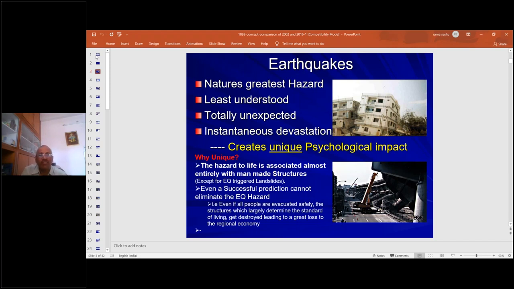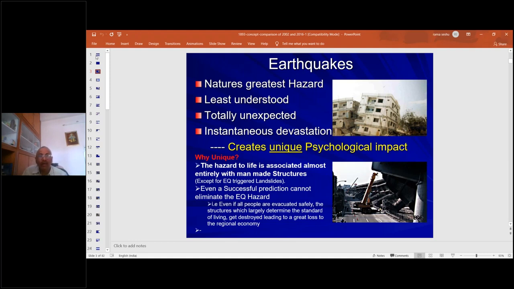Okay, why is this unique? You can extend this uniqueness further: the hazard to life is associated almost entirely with man-made structures. Suppose you are in an open ground; even if an earthquake comes, nothing will happen to you. But in the same situation, if you are in a building constructed by humans, then it is dangerous to the inhabitants of the structure. So that is why I say the hazard to life is almost entirely associated with man-made structures, except for earthquake-triggered landslides.